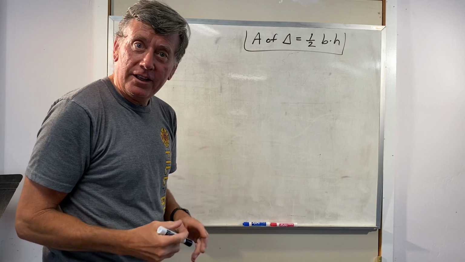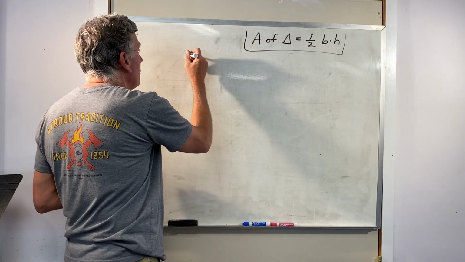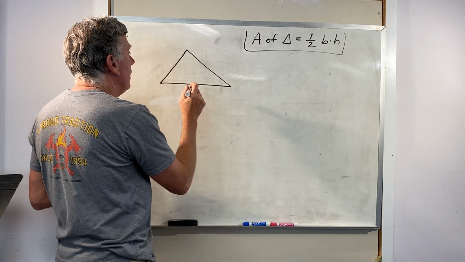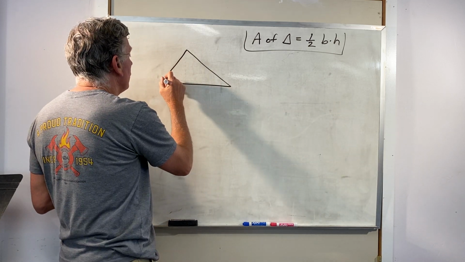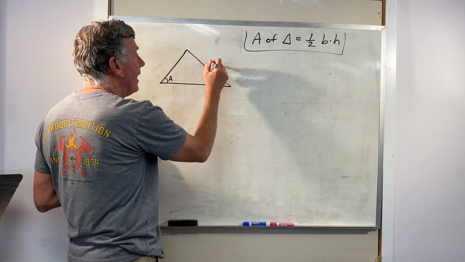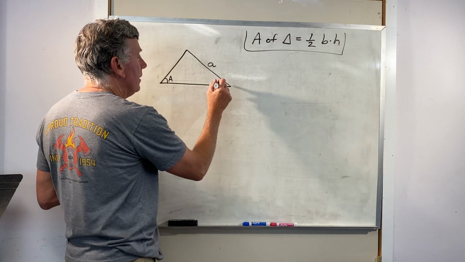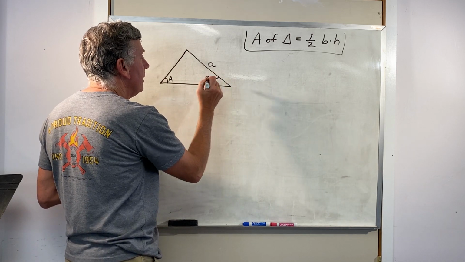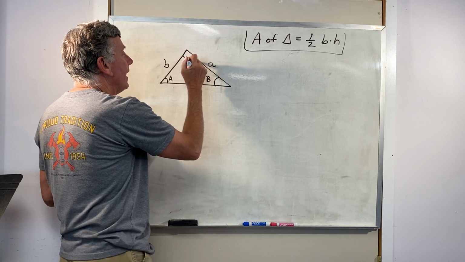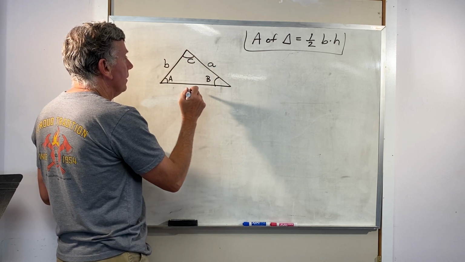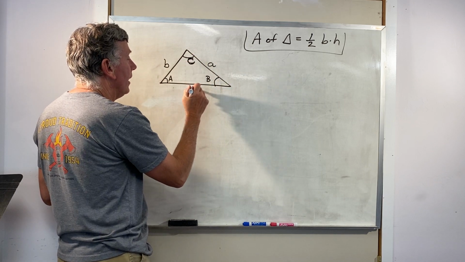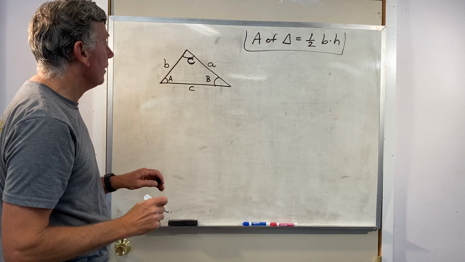Now we're going to draw a triangle. Could be the same one. Let's go ahead and do that. And what I want to do is call this angle A, and I'm going to call the opposite side to that lowercase a. This is going to be angle B, and the opposite side to that is a lowercase b. This will be angle C, and that's a big C, and then this is a lowercase c here.